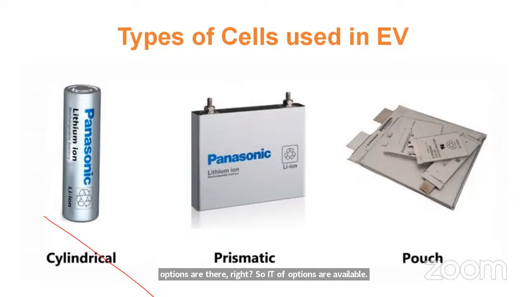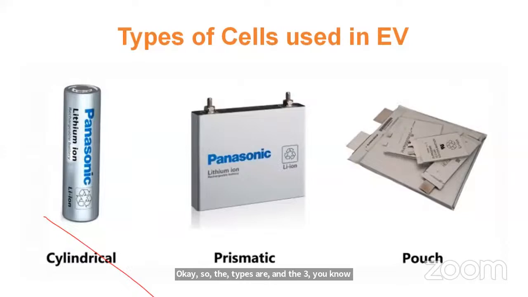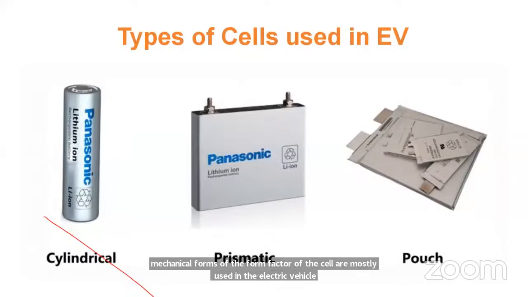So these all three are lithium ion cells only. The form factor is different. One is cylindrical, one is prismatic, and one is pouch. Only the form factor is different. So this variety of types is available, and these three mechanical forms, or form factors of the cell, are mostly used in electric vehicle applications. Clear? Yes, sir.